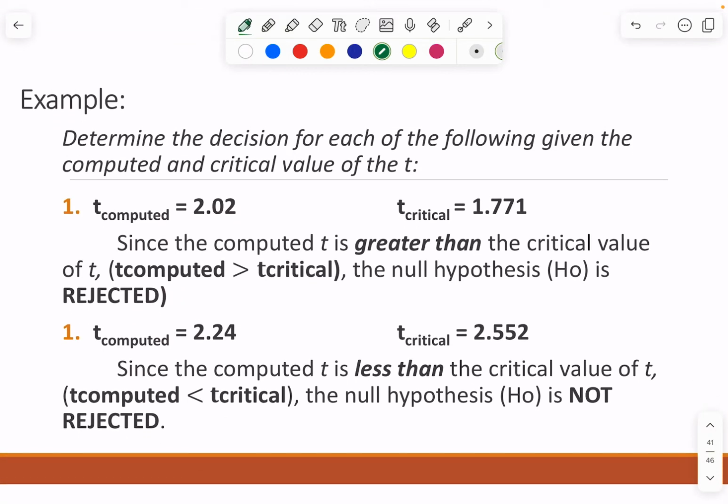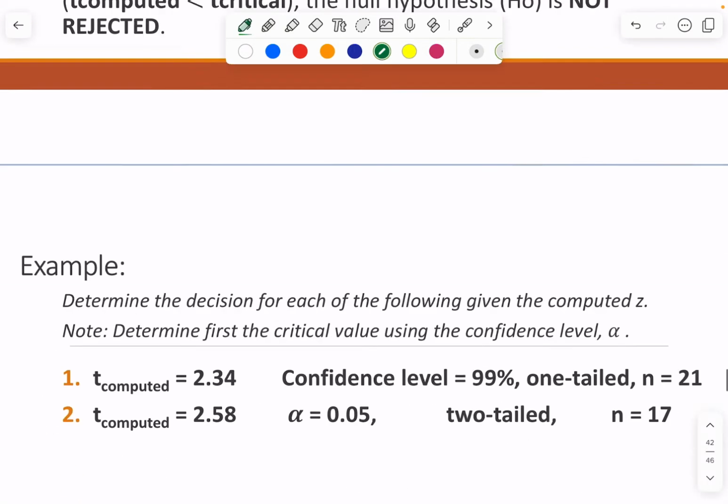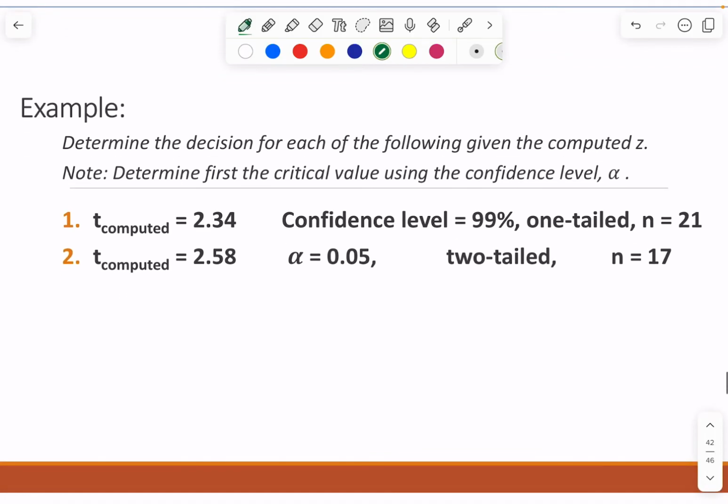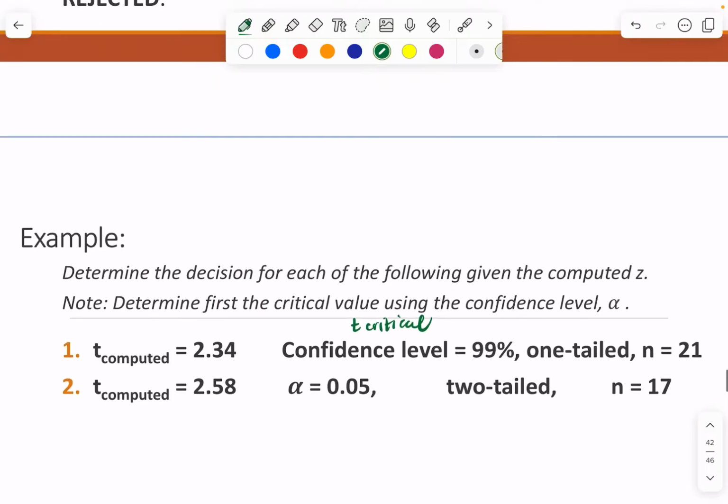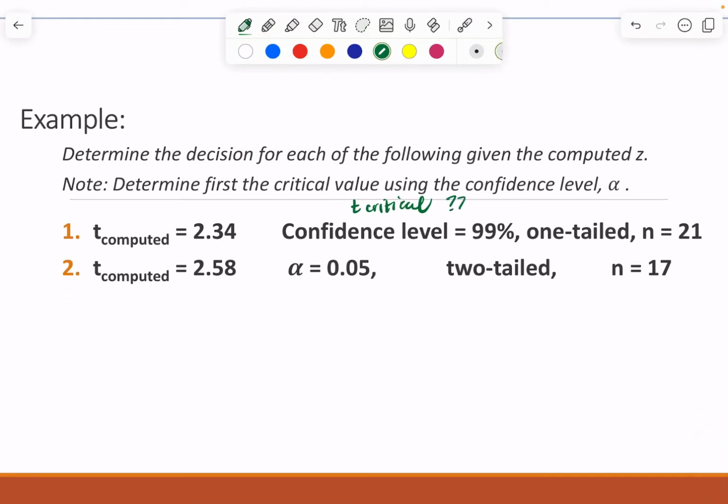Okay, so this is another explanation. Let's proceed with this one. Here, what was not given? Okay, what was not given is the T critical. In our previous example, T critical is given, whereas in these examples, T critical is missing. This is the only part that changed with the t-test. Finding the t-critical has a different process compared to finding the z-critical.